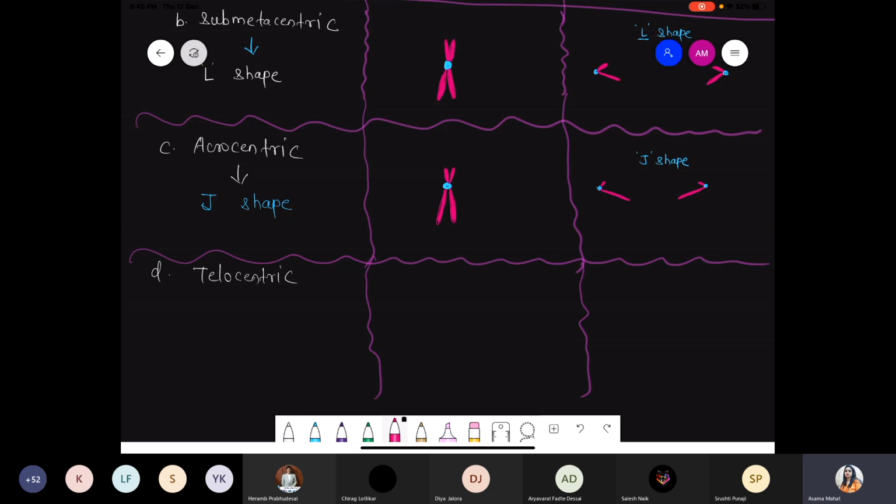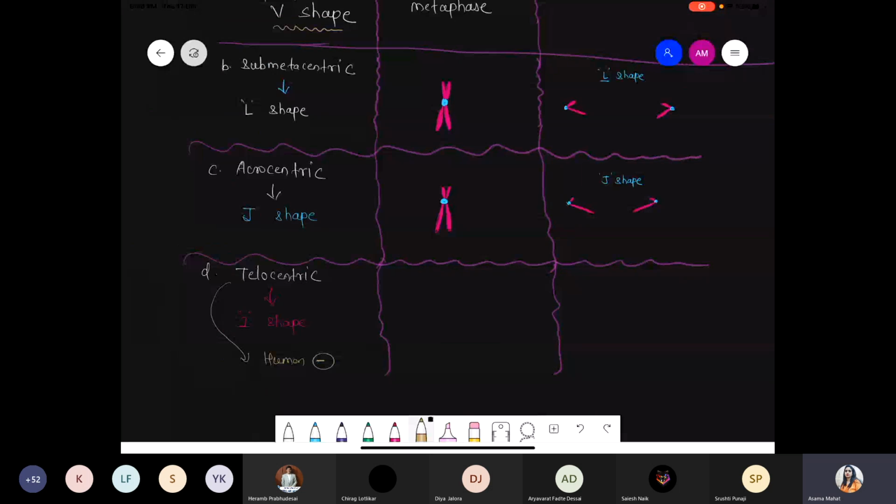And the last point, that is telocentric, which is totally absent in case of human. Telocentric. And I hope you remember, during the telocentric, we obtain an I shape of the chromosome, and such type of telocentric condition is totally absent in case of human. Okay? So we are taking the diagrammatic representation, that is centromere present exactly at the end, like this, the centromere end, and now there is a presence of only one arm, like this. Zoom out.